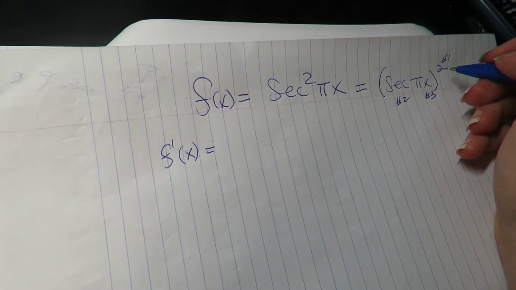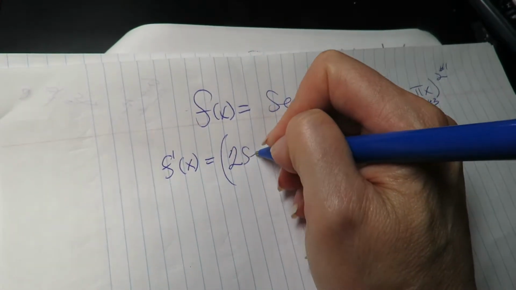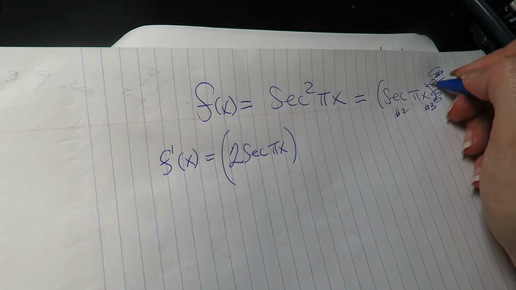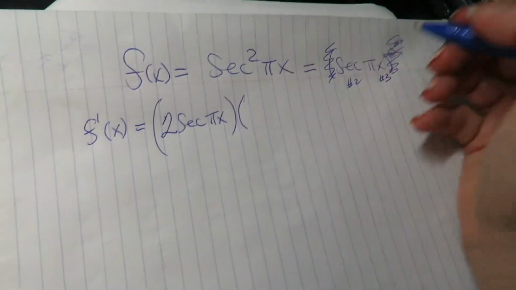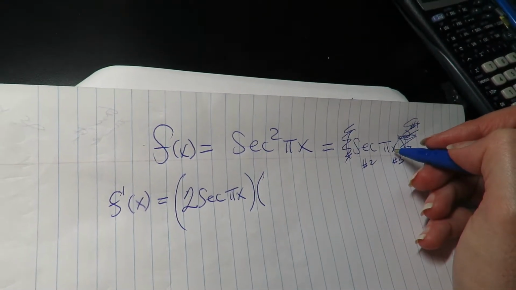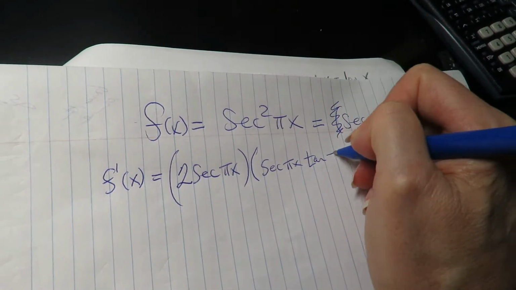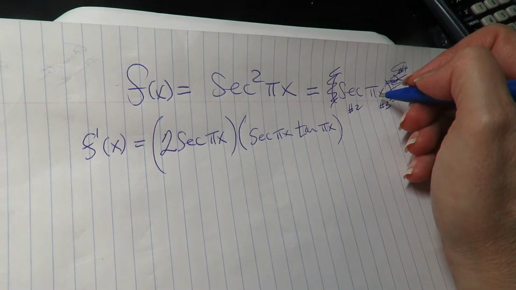You start with the outermost layer, which is a 2. You bring the 2 down in front. You keep everything else the same. That gets rid of that. Now you take the derivative of secant. Derivative of secant is secant tan, but you're stuck with whatever the inside is. You've got to carry it along. So it's secant pi x tan pi x. It's got to be the secant tan of whatever your luggage is.